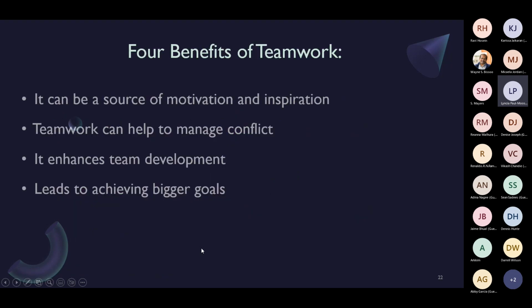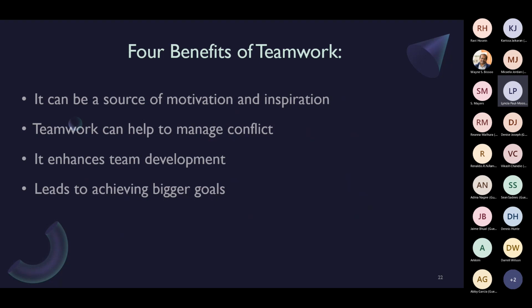All right. And there are some benefits of teamwork. We will look at 4 of them. And one, it can be a source of motivation and inspiration, right? As team members start to work together, they will see how it boosts productivity. Teams may meet milestones with greater ease than individuals alone. Okay, seeing success can motivate others to stick with their goals even if they encounter challenges.